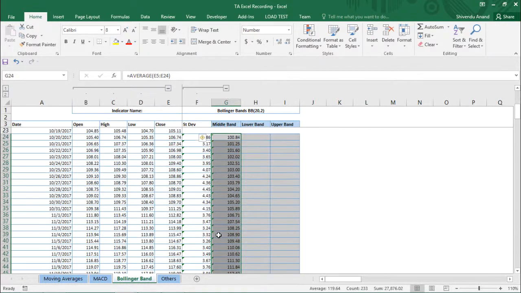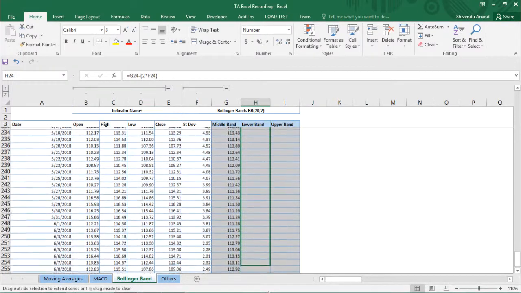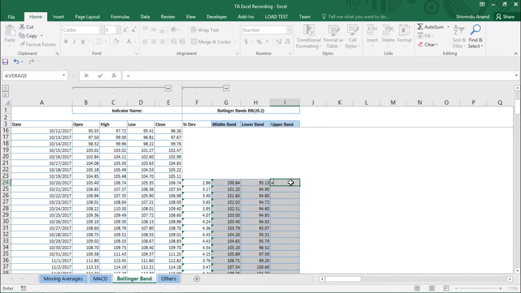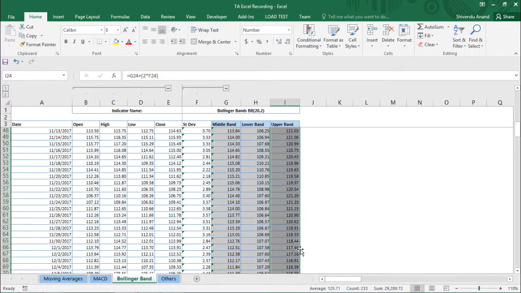Now remember the formula for the lower band: middle band minus twice the standard deviation. So here we go, we say equals middle band minus, bracket open, 2 into standard deviation. And here we have our lower band, and now we use the autofill function. Now let's go to the upper band. This will be equals middle band plus, bracket open, 2 into standard deviation, autofill function. And this is how you get the upper band as well.